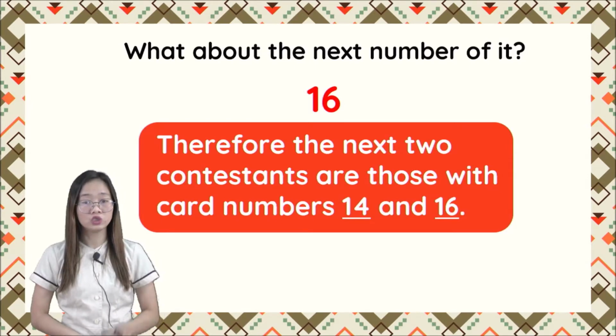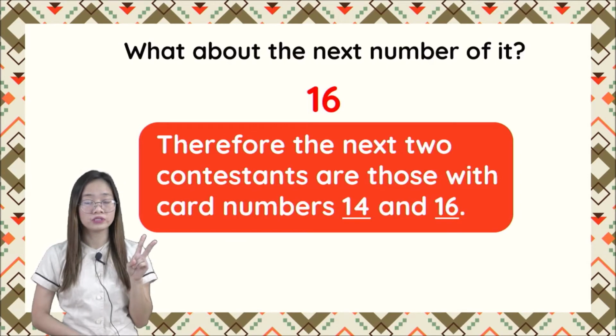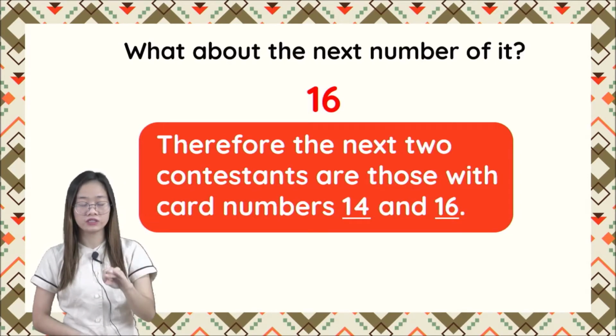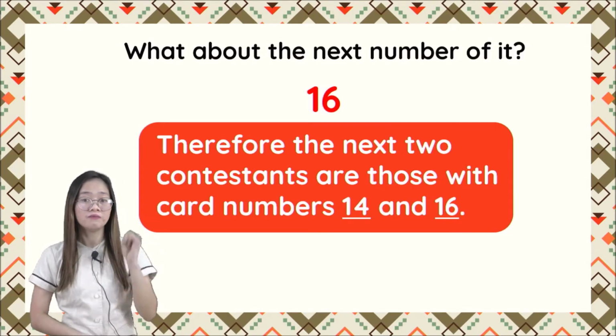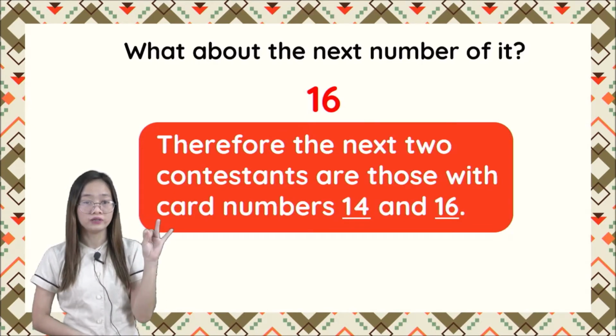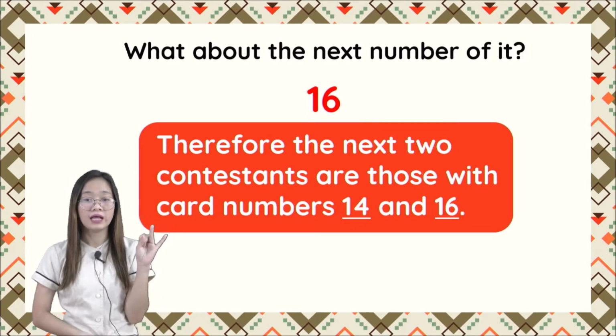We just add 2 to find the missing numbers. So 12, 13, 14, that is the first one. And then 14, 15, 16, and that is the second one. So that is our pattern: adding by 2.